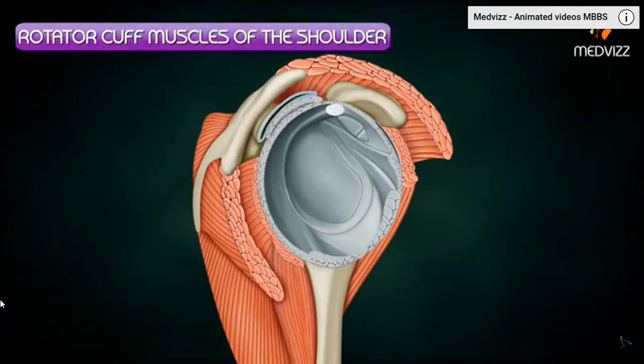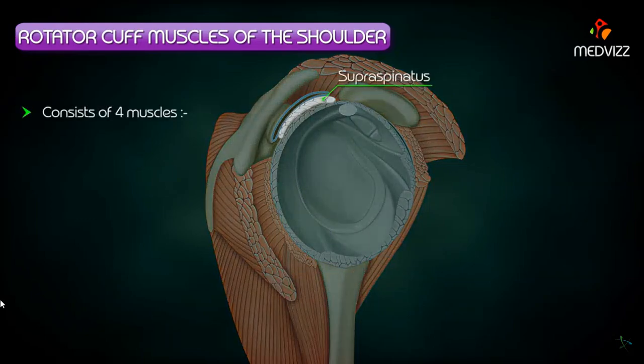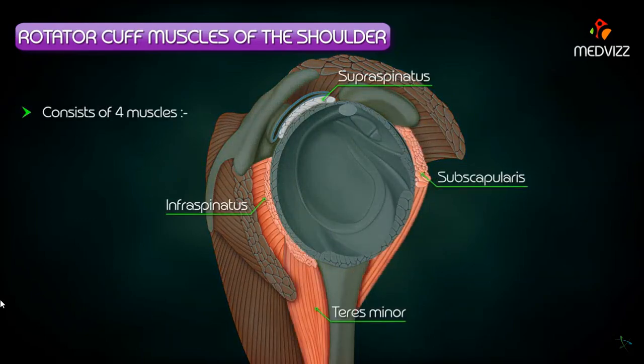Rotator cuff muscles of the shoulder. The rotator cuff muscles are a group of muscles that form a musculotendinous cuff, which provides strength, support, and stability to the capsule of the shoulder joint. It consists of four muscles: supraspinatus, infraspinatus, teres minor, and the subscapularis.